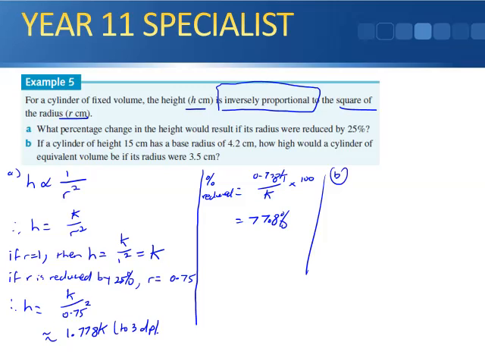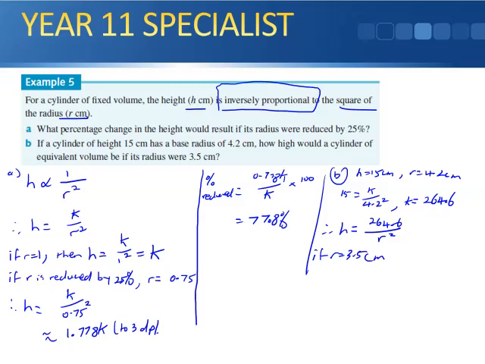Part B, if a cylinder of height 15 centimeters has a base radius of 4.2 centimeters, how high would a cylinder of equivalent volume be if its radius were 3.5 centimeters? When we substitute into our rule, we get 15 equals k divided by 4.2 squared. So k ends up being 264.6, and therefore h equals 264.6 divided by r squared. If r equals 3.5 centimeters, as they give us, then h is 264.6 divided by 3.5 squared, which means it's 21.6 centimeters. That's what the height will be.